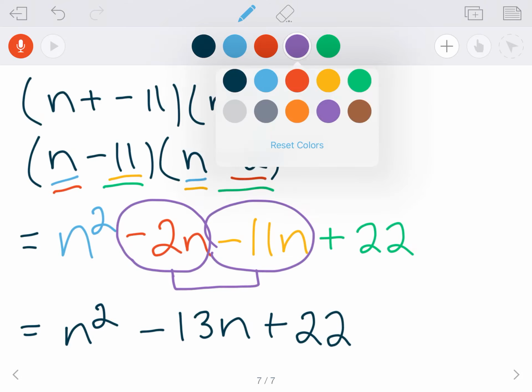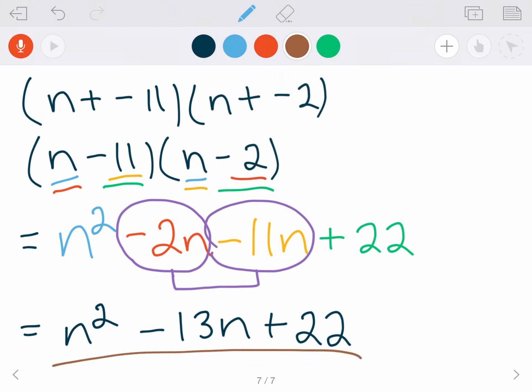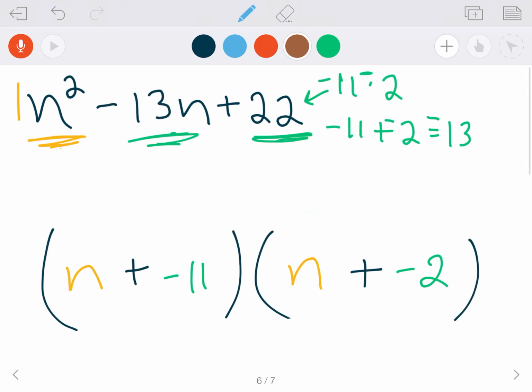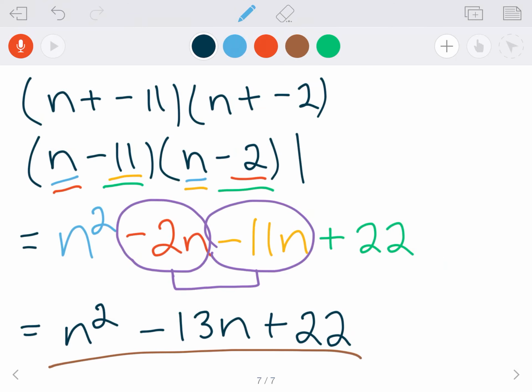Now, does this expression right here match our original expression right here? Yes, it does. So that tells us that this factoring is the correct factoring, and that would be our answer.